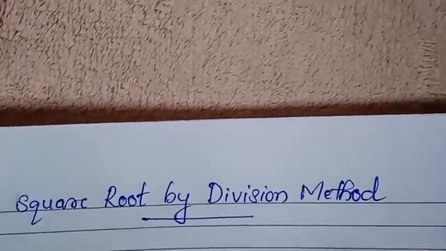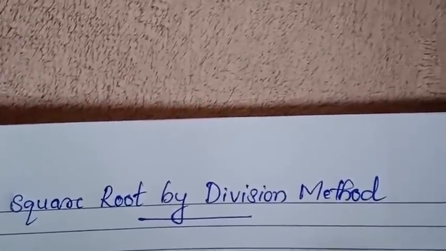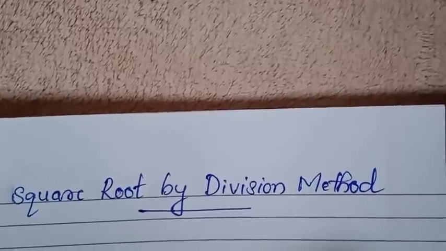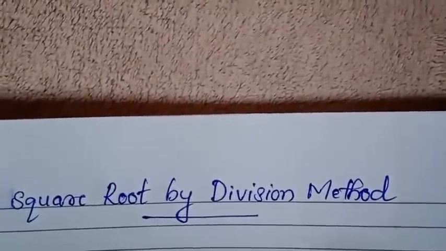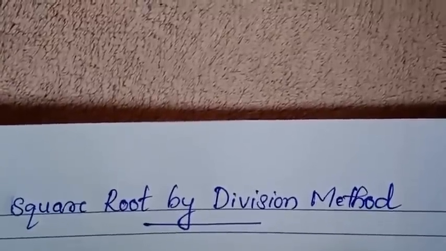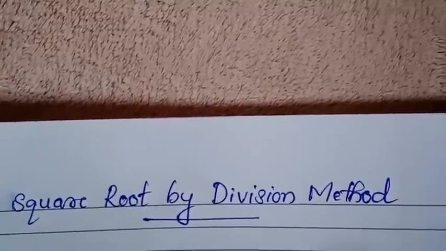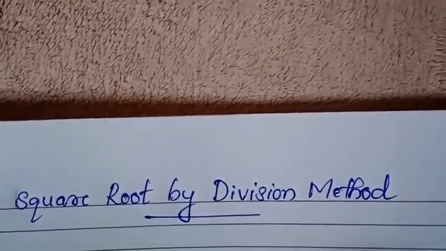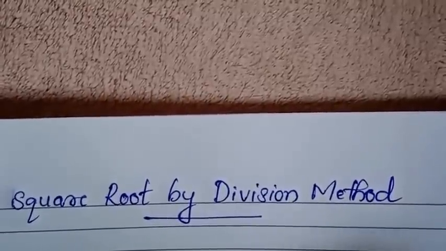Hi friends, today we are going to study square root by the division method. The first step is, starting from the right, that is from the ones digit, make pairs and put a bar on each pair. This is the first step. So shall we do one exercise?